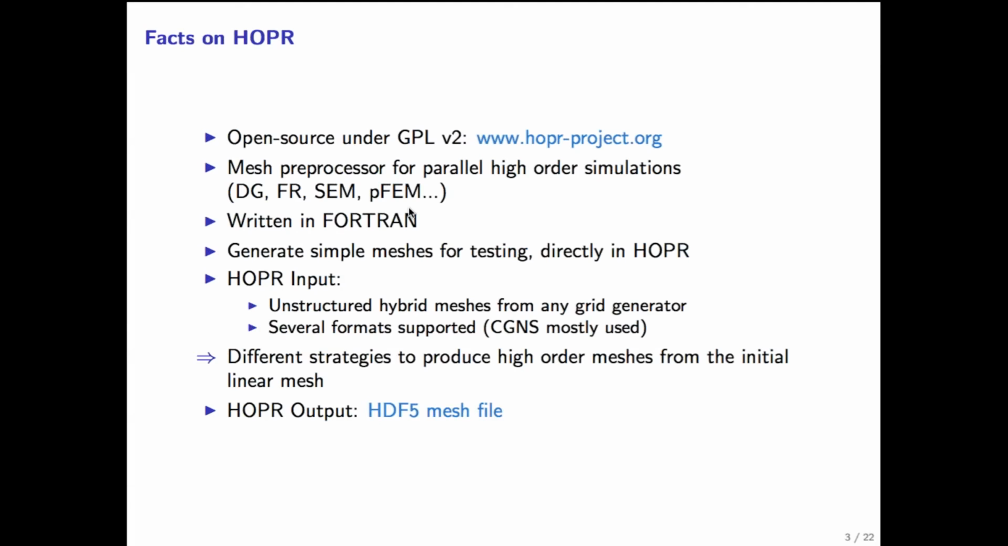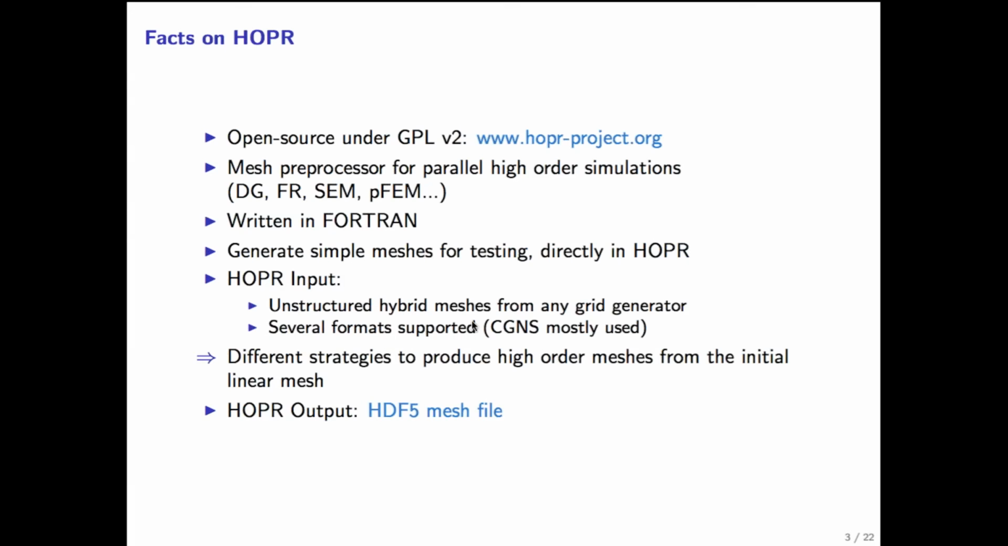You can check it out under hopr-project.org. It's a mesh preprocessor for parallel high-order simulations, so I think you can use it for DG, flux reconstruction, spectral elements, high-order finite elements, and so on. It's written in Fortran. You can generate simple meshes for testing directly in HOPR, and more important is the HOPR input now.